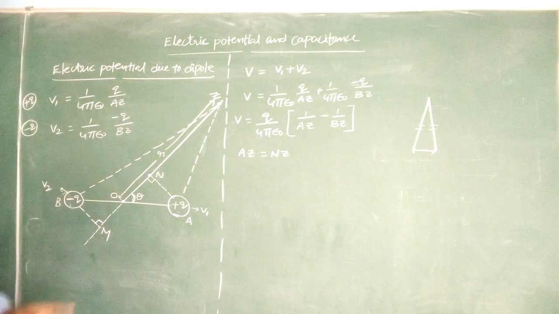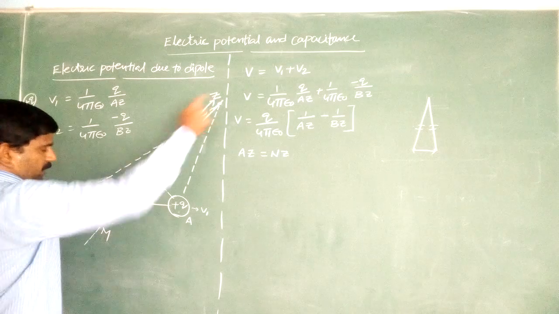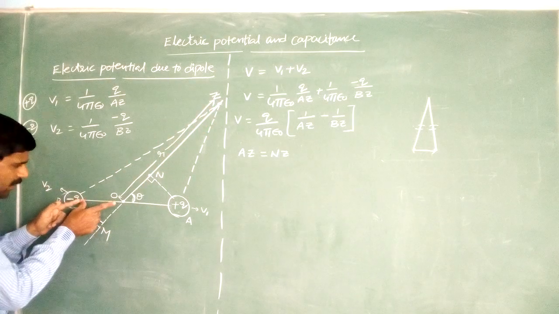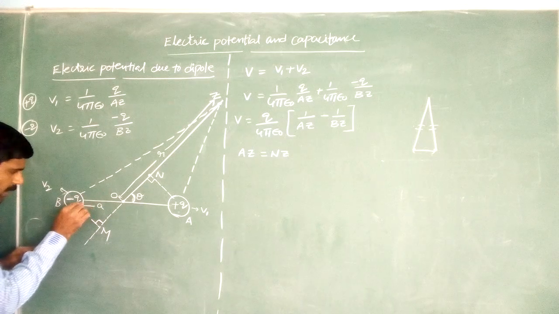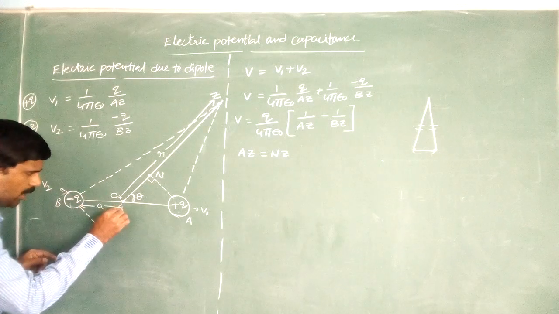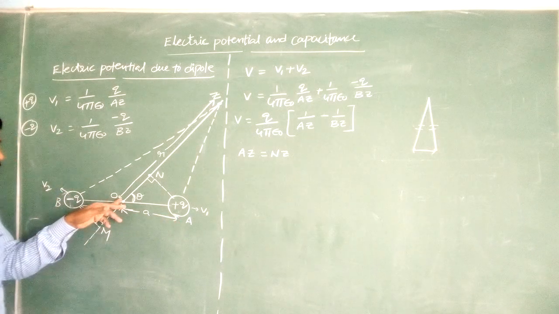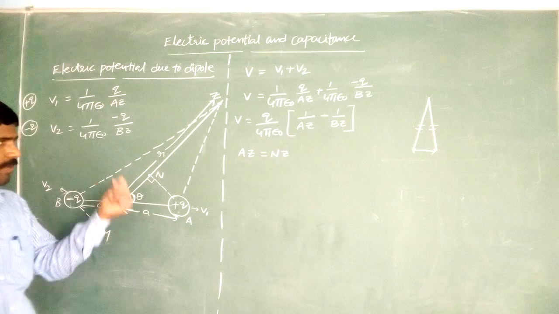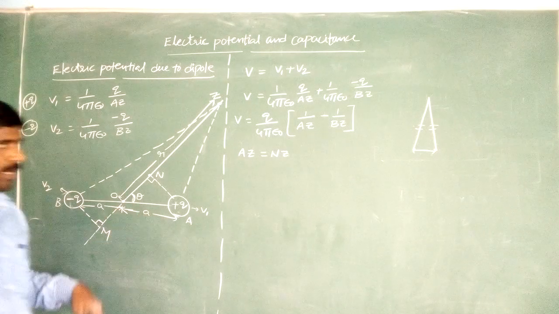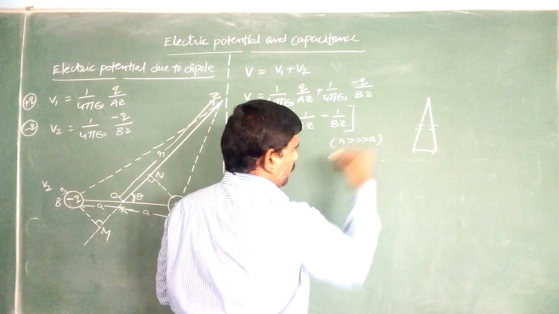At the same time, one more thing here. MZ is equal to BZ. Actually here this separation is very less. The total separation is equal to 2A. Compared to this distance, the R value is very much more. R value is very much more comparative to A.